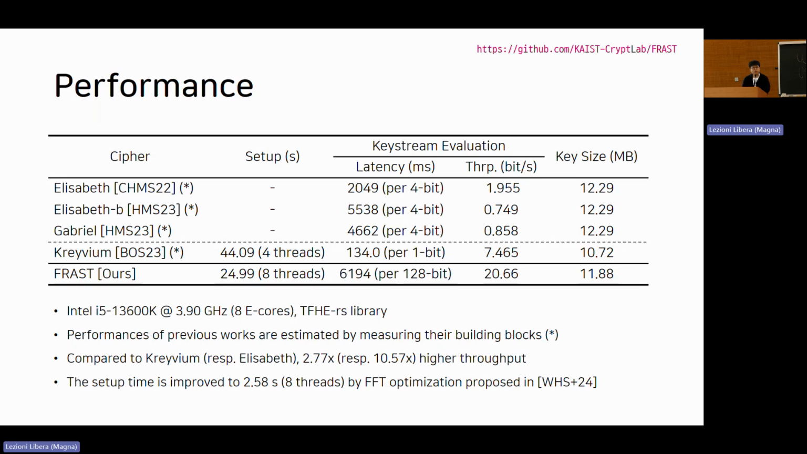In this case, we believe that having a higher throughput is more important because when we use transciphering, the size of data we transfer is at least 120 bit. And the setup time of Prost was about 25 seconds when we submitted our work, but recently we improved it to about 2.6 seconds by applying some recently proposed FFT optimization.